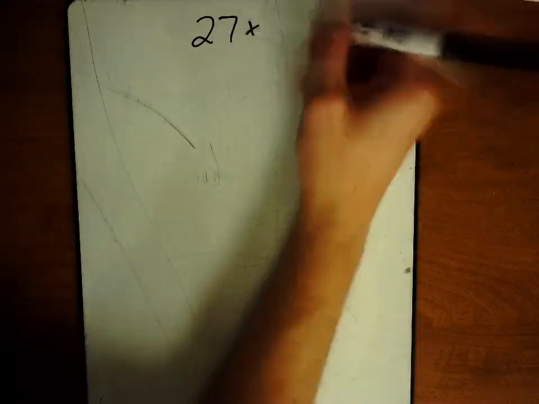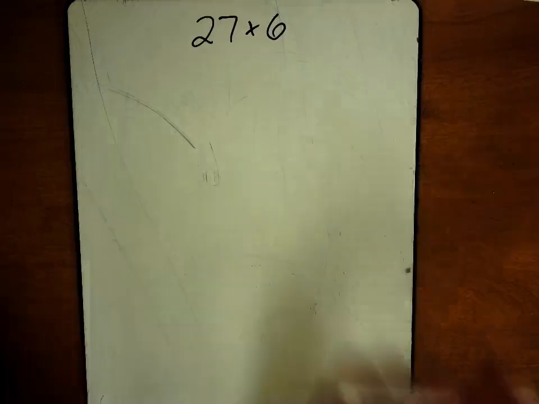Hi guys, so today I'm going to show you a couple of two-digit multiplication strategies. So let's just start off with 27 times 6 right here. We're going to be using what's called an area model.